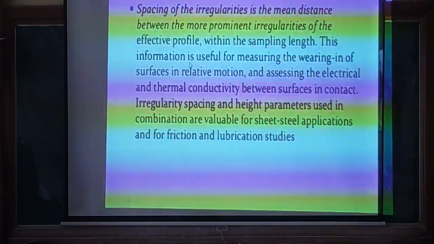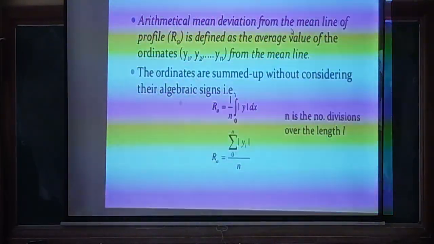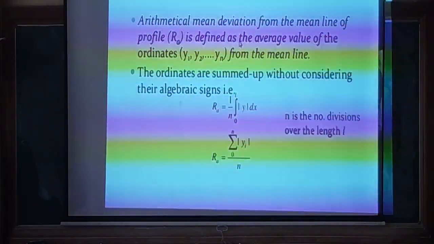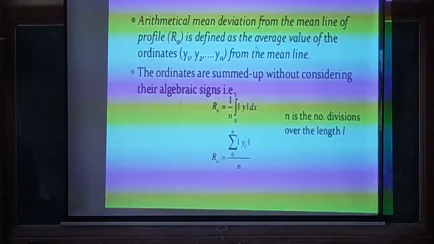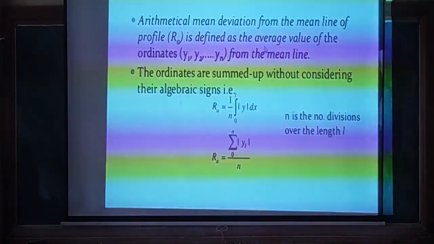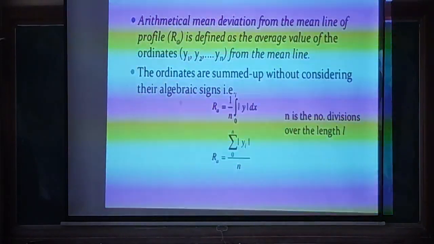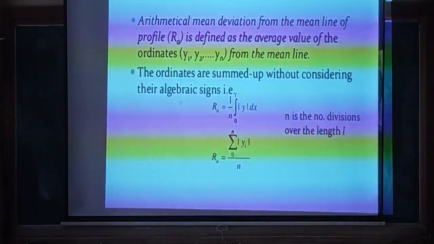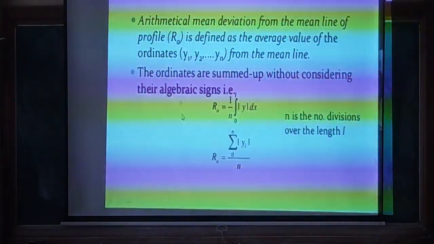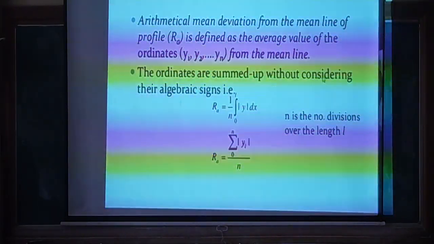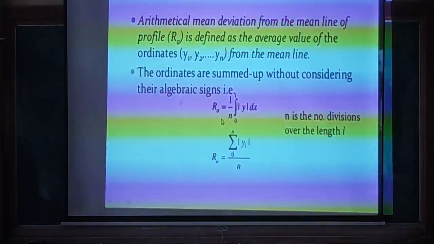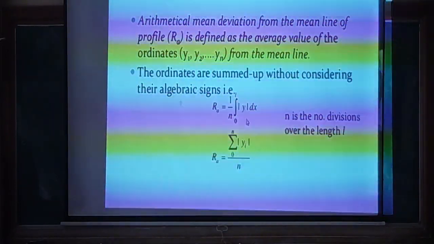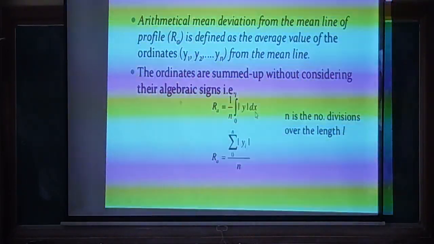Deviation from the mean line of the profile, Ra, is defined as the average value of the ordinates y1, y2, yn. We are taking the average value. That is why I told you we are not taking individual values; we measure all and take the average of those x1, y1 values. In Ra, the ordinates are summed up without considering their algebraic sign. Ra is equal to 1 divided by L, integral from 0 to L of mod of y into dx.